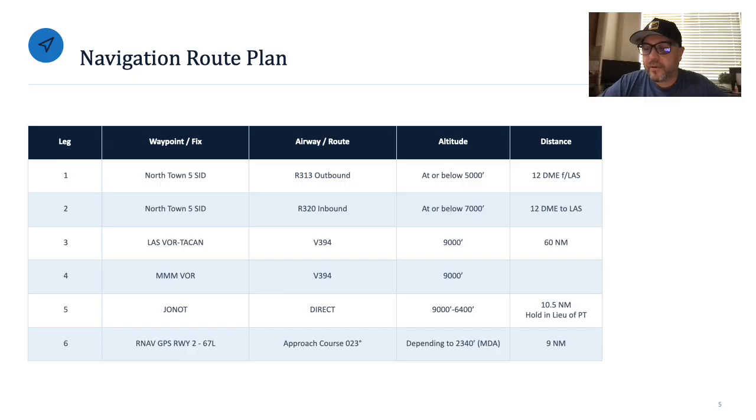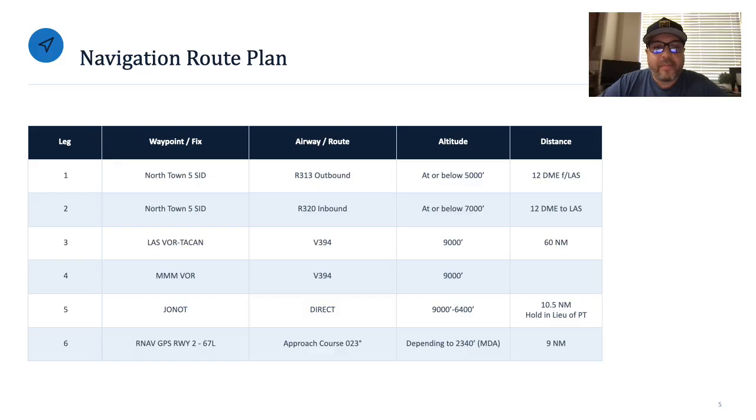Once we get to our first fix, which is Rusco, 12 DME from North Las Vegas, return back inbound to the Las Vegas VOR on the radial 320 inbound, and that's at or below 7,000 feet. So that'll be 12 DME back to LAS. Once we get to LAS, rejoin Victor 394, continue our climb to 9,000 feet. That's 60 nautical miles to the Mormon Mesa VOR.